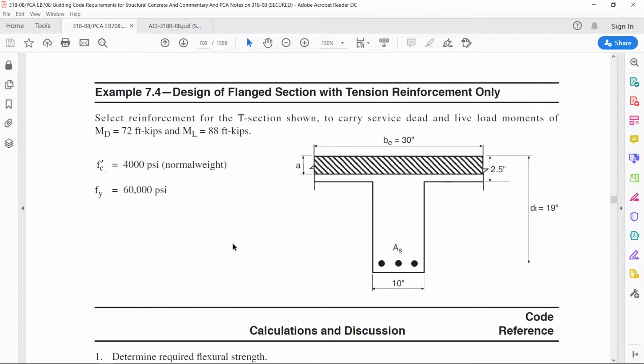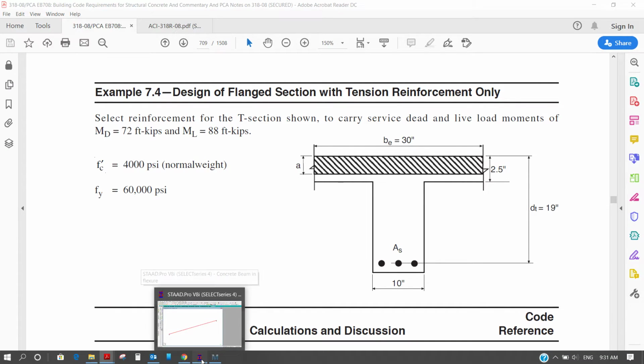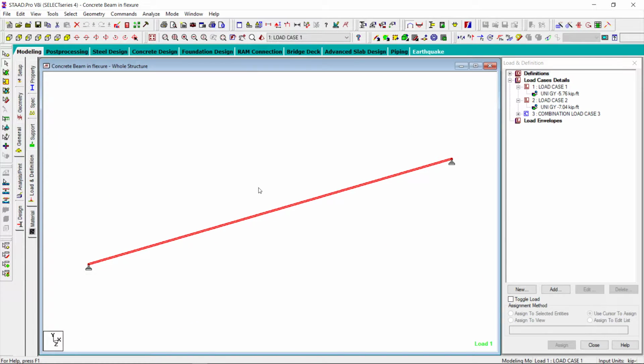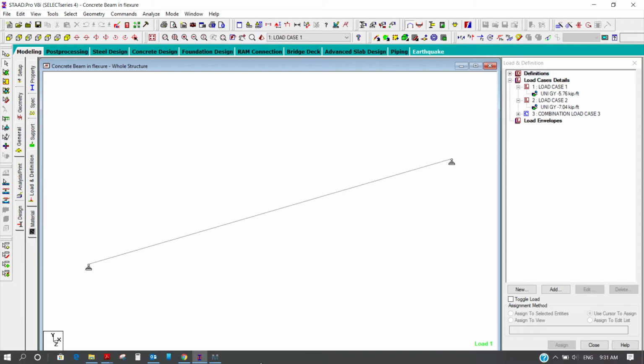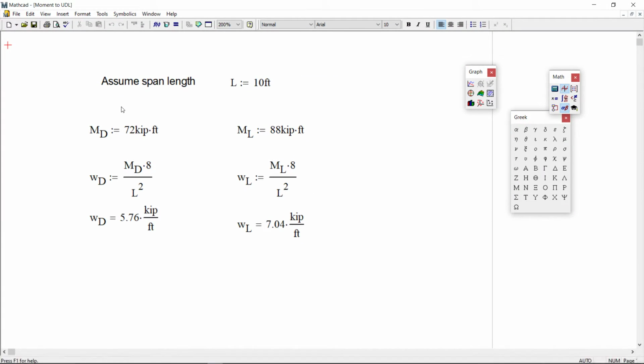Let us see what STAAD can do. What I did, I have modeled this beam with a length of 10 feet so that I can easily convert the moments into UDL, and I calculated the UDL. So dead load comes out to be 5.76 kip per running foot. Live load comes out to be 7.04 kip per running foot.